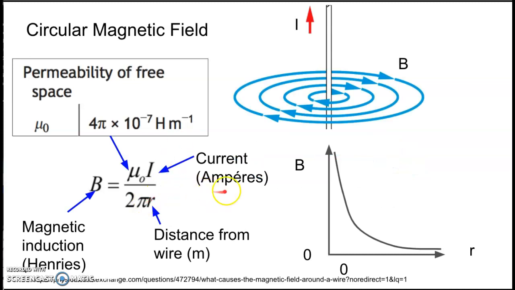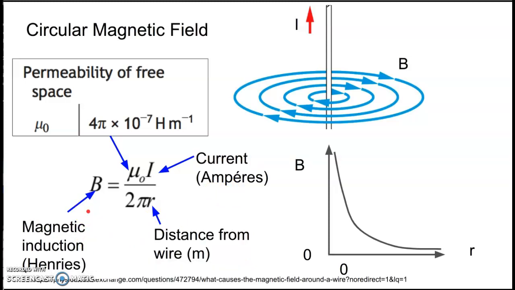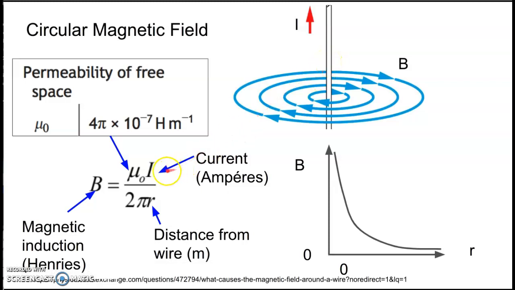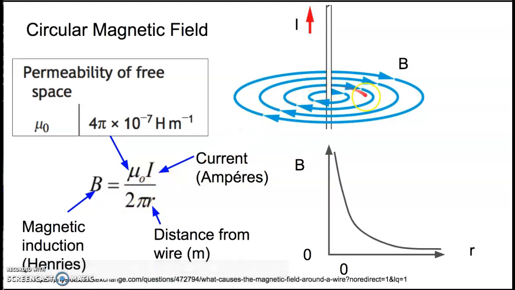So all your units are amperes for current. Magnetic induction is often how it's referred to in the exam paper rather than magnetic field, and your distance has to be in meters. The nice thing about this is that it's an inverse relationship because it's over 2 pi r, and you get an indication of why it's over r because it's the circumference of the circles as they go further out.